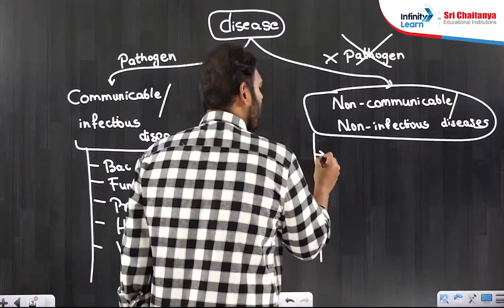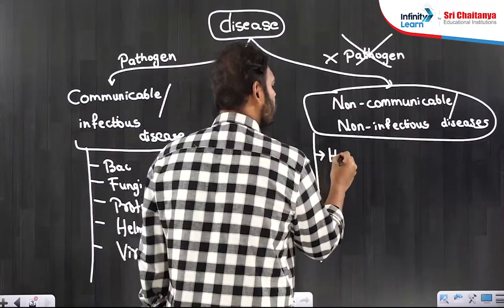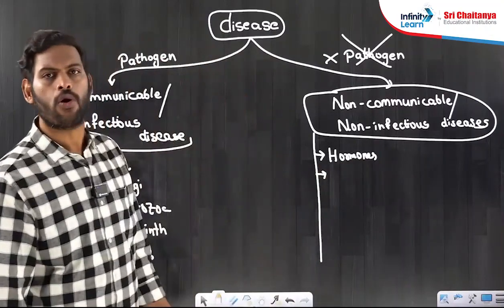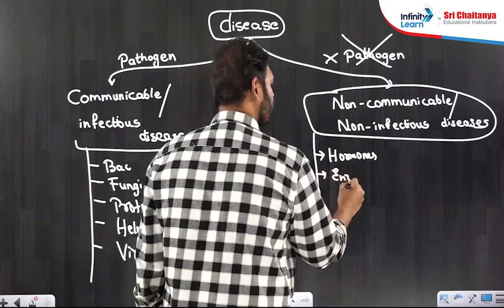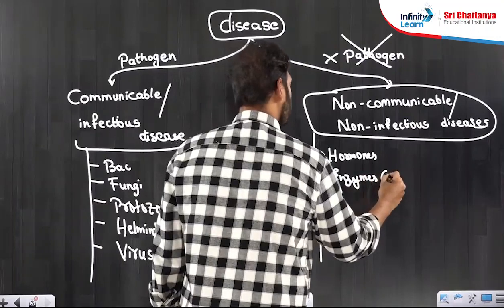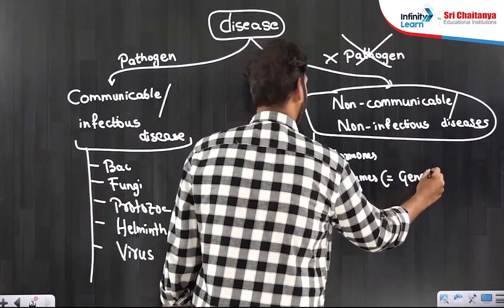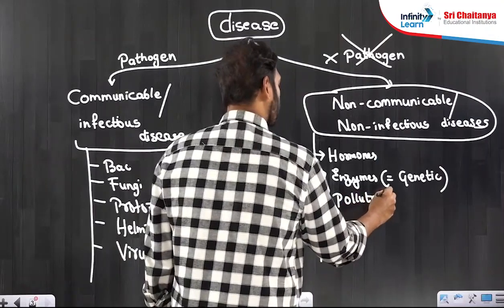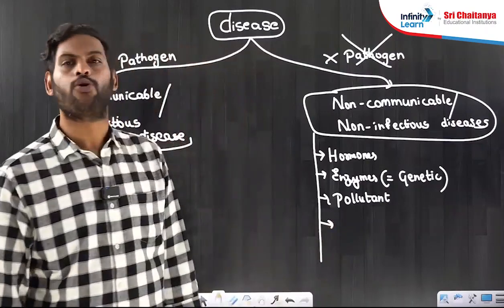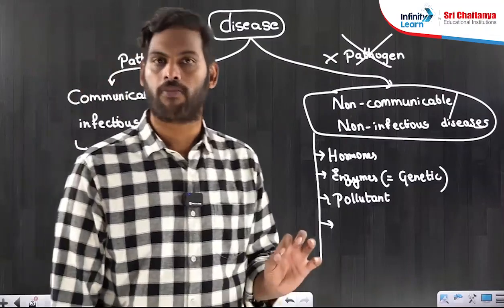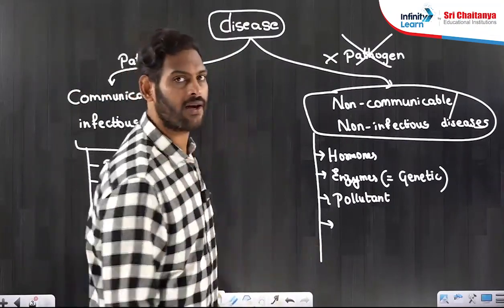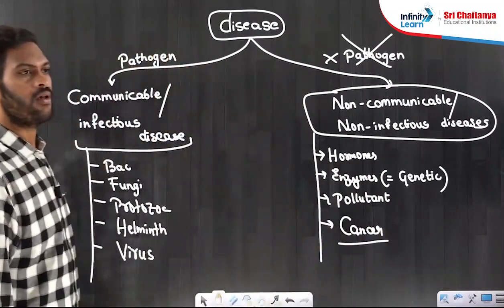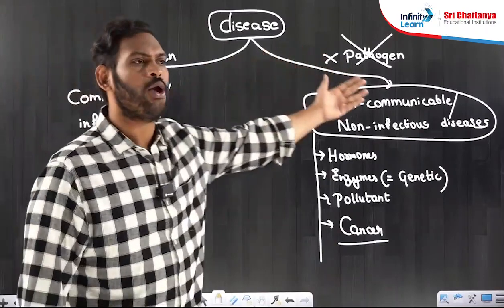It might be because of excess or deficiency of some hormones. It might be because of too much or too low concentration of some enzymes. And these are possibly genetical also. It might be because of pollutant. And sometimes your cells would not listen to you. Mitosis may fail to stop. It happens continuously, which leads to a dangerous condition to the entire human body, that was cancer. Right? So you can see that communicable diseases and non-communicable diseases.